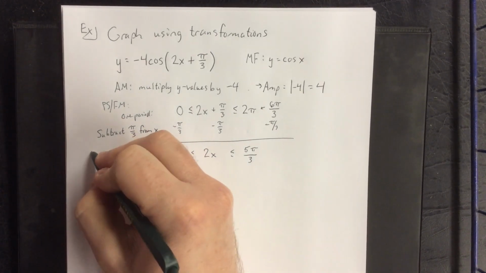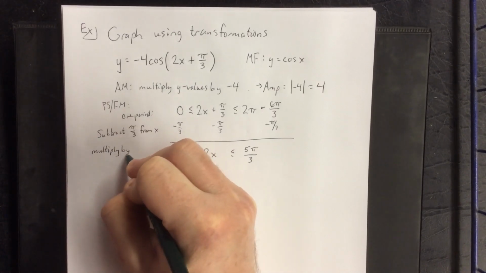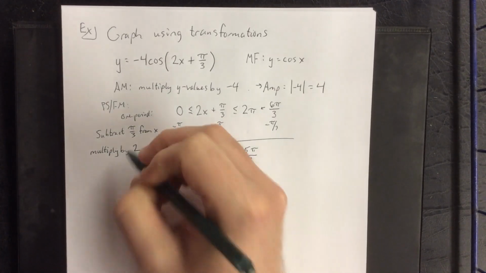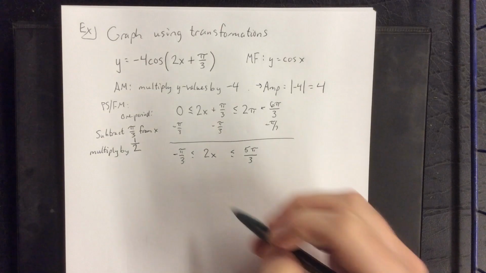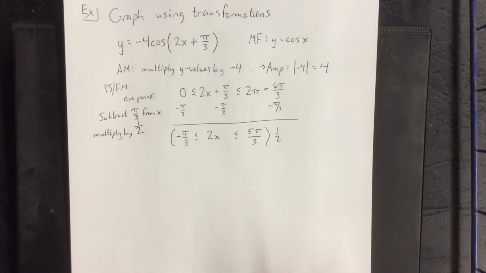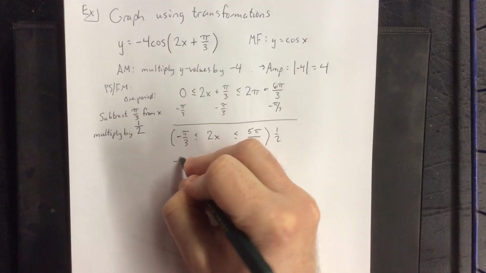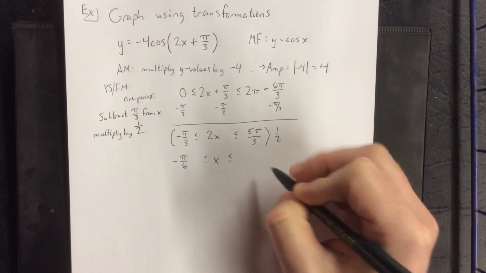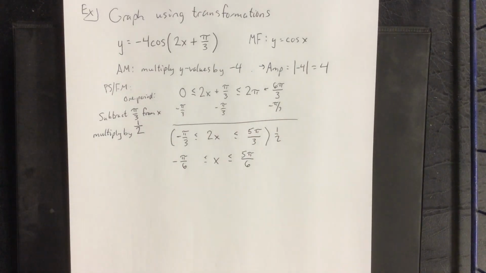After that, normally I would say let's divide by 2. Here I'm actually going to say let's multiply by 1/2. This is due to the fact that we already have fractions in here, and since we already have fractions, we're just going to deal with fractions. X will now go from negative pi over 6 up to 5 pi over 6.